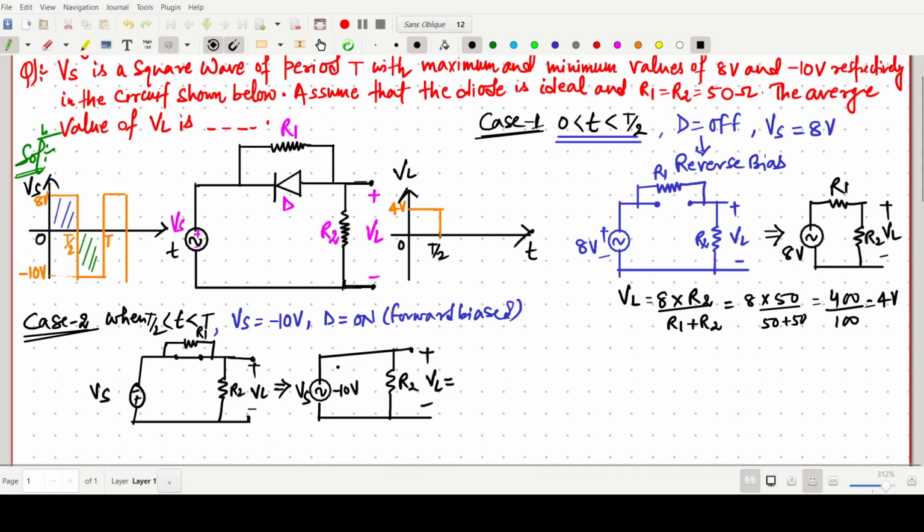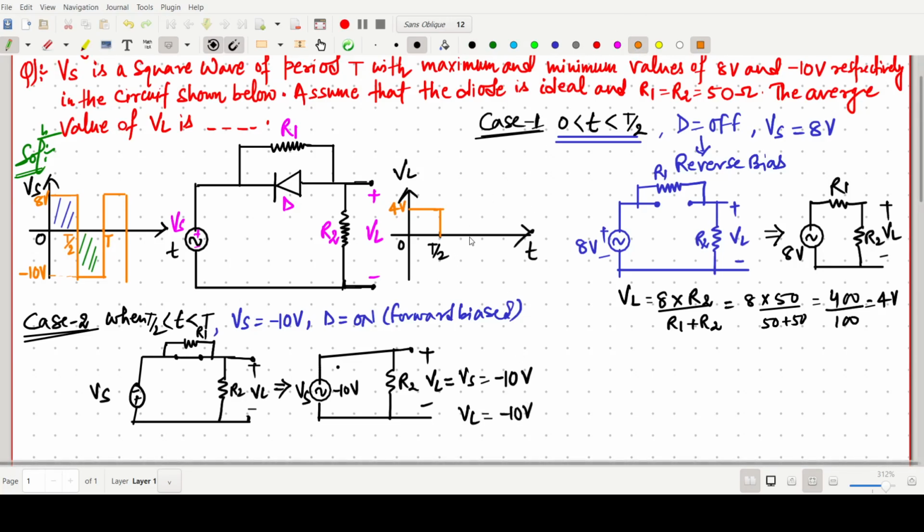So VL is nothing but simply the same voltage that appears across the source, that is our Vs, and now in this case our voltage is minus 10 volt. So the output response across VL is nothing but minus 10 volt. Now we can draw the output response. I am writing T here, and say this one is somehow 10.